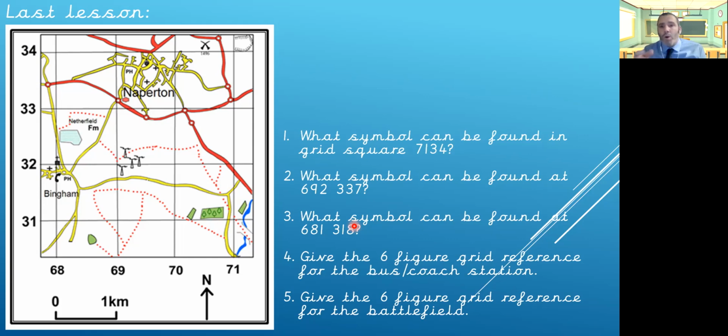So question 1, what symbol can be found in grid square 7134? Number 2, what symbol can be found at 692337? So we've got our 6-figure grid reference to practice with there. What symbol can be found at 681318? Give the 6-figure grid reference for the bus and coach station. And can you give the 6-figure grid reference for the battlefield? Pause the video here to complete this.